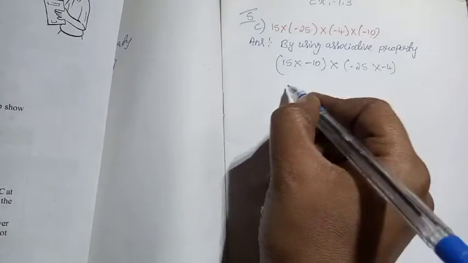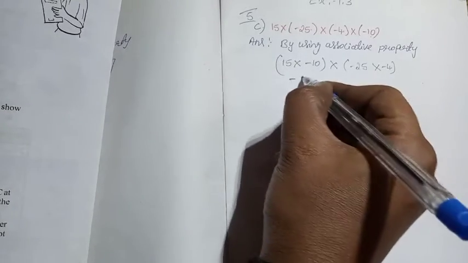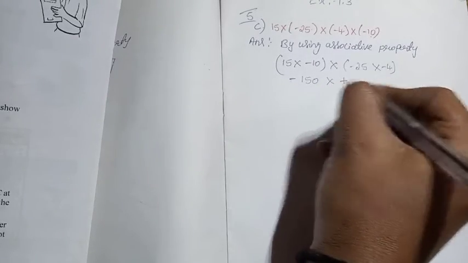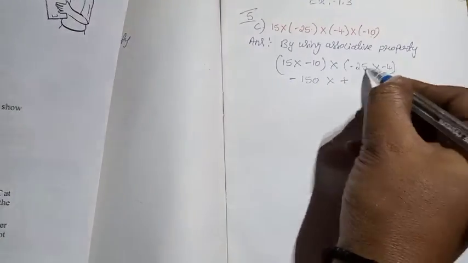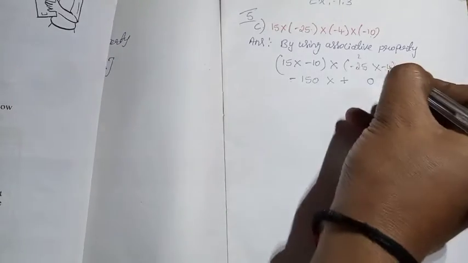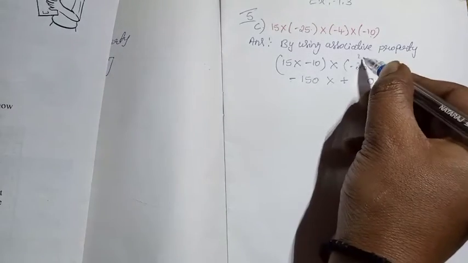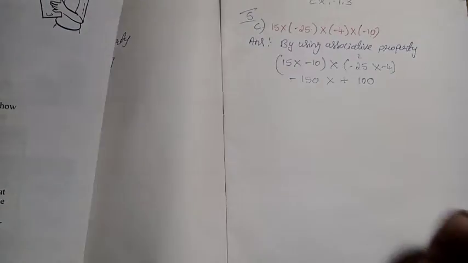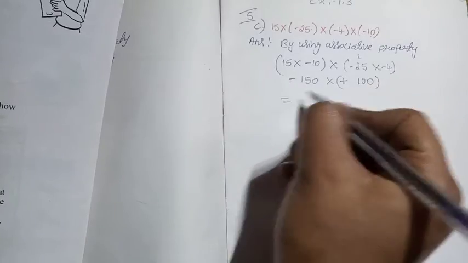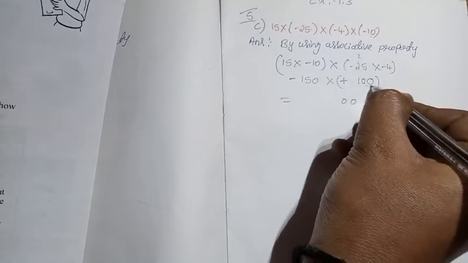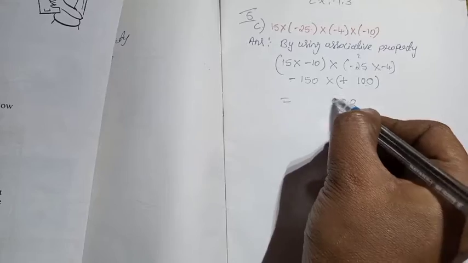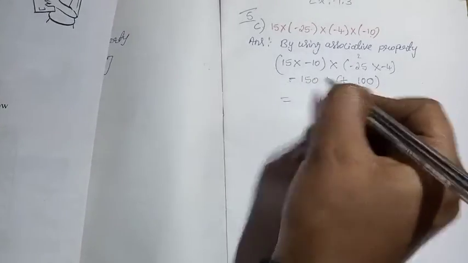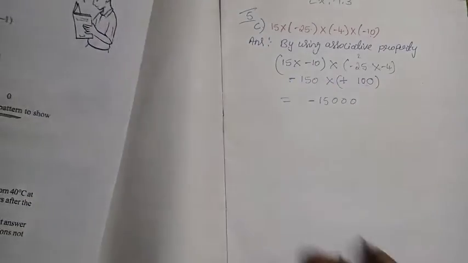So 15 into minus 10 is minus 150, this is the answer. Then minus into minus is plus, 25 into 4 we have to do: 4 fives are 20, 2 carry, 4 twos are 8 plus 2, it is 10. So 100, and the sign is minus into minus, plus. Now multiply 150 by 100. When there is multiplication, plus into minus is minus. So this is the answer for this.